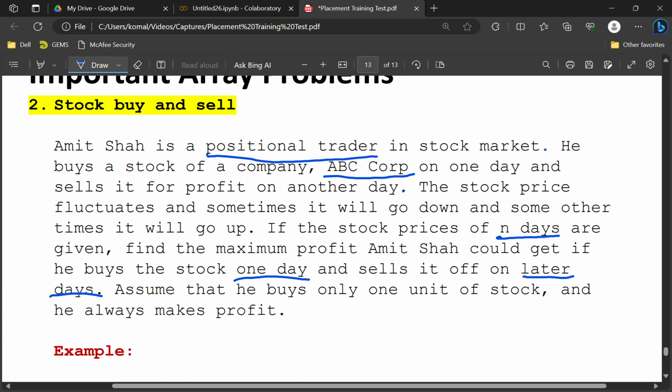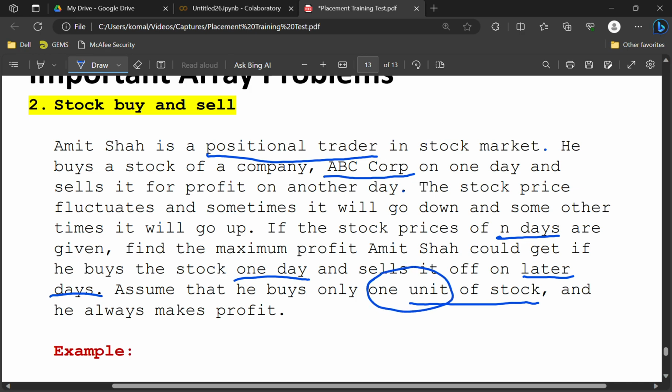Assume that he buys only one unit of stock. Our interest is not to actually deal with the number of units of stock and its price. It is to understand the logical thinking in and around this stock problem. For that reason, for the sake of simplicity, we are assuming that he buys one unit of stock only.